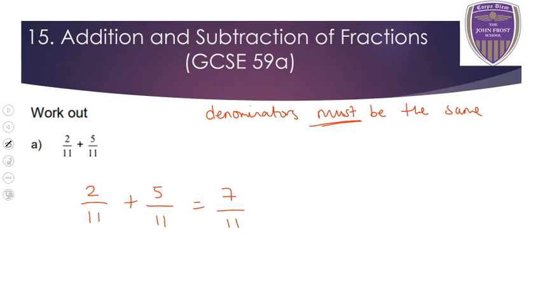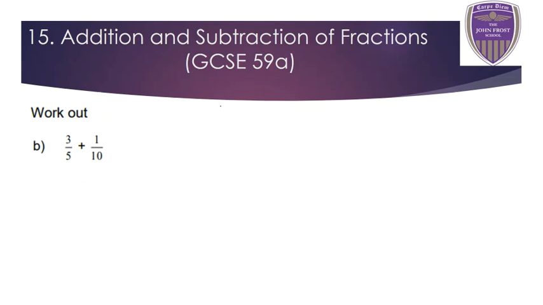An easy example that I usually give is if I've got a pizza and I cut it up into 11 slices, and I eat 2 slices, and then I eat another 5 slices, I've eaten 7 out of 11, haven't I? I haven't all of a sudden eaten 7 out of 22. I only had 11 slices to start with. So you never ever add or subtract the denominators. All right, so that was an easy one. The denominators were the same already.